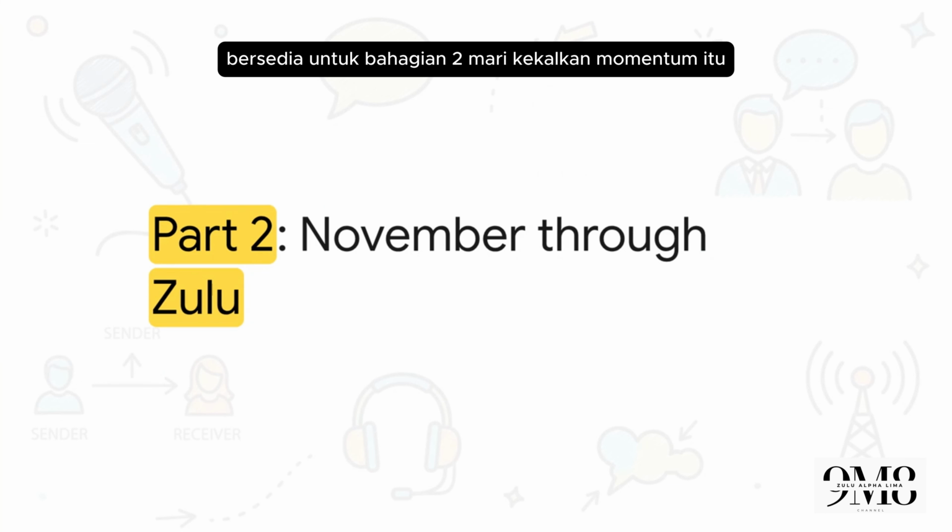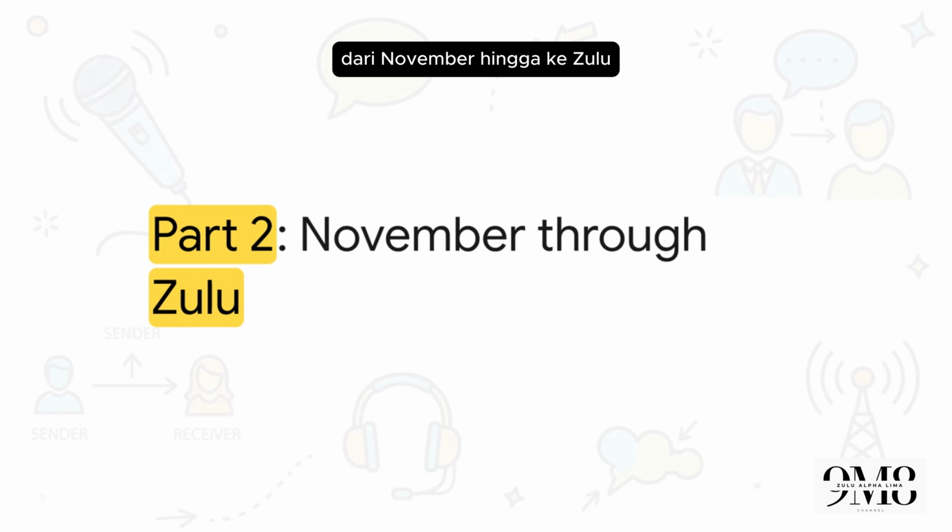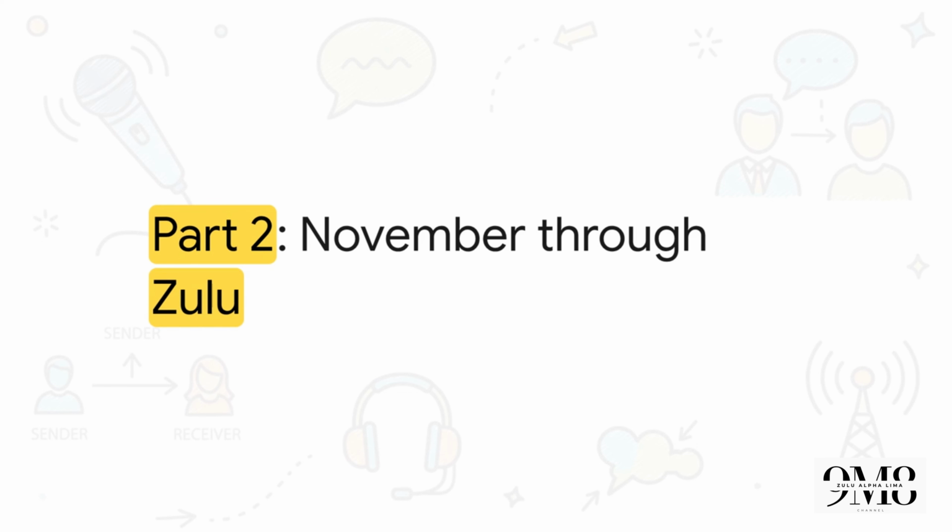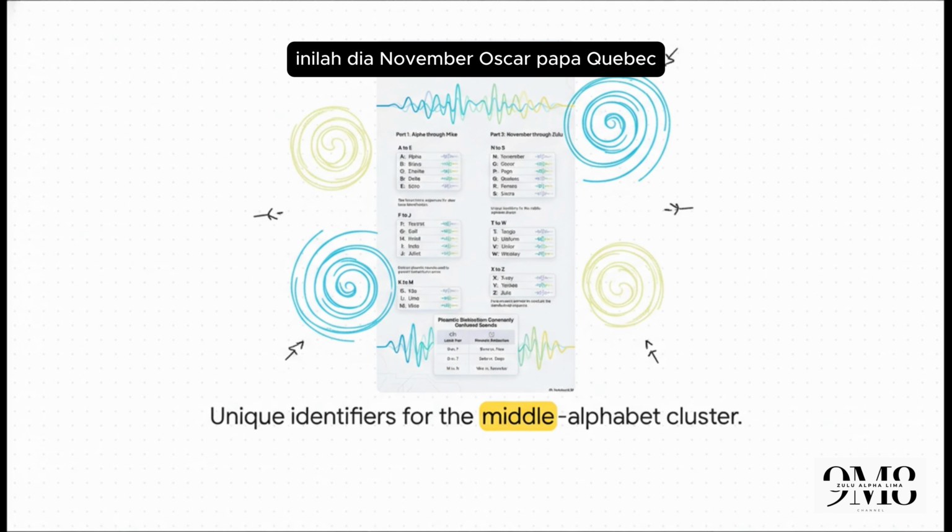Okay, ready for part two? Let's keep that momentum going and jump into the second half, from November all the way to Zulu. You're about to see the exact same brilliant design at work here. Here we go. November, Oscar, Papa, Quebec, Romeo, and Sierra. Now, words like Quebec and Romeo are perfect examples of design. They have these unique multi-syllable sounds that make them pop, you know? They just stand out immediately on any kind of connection.